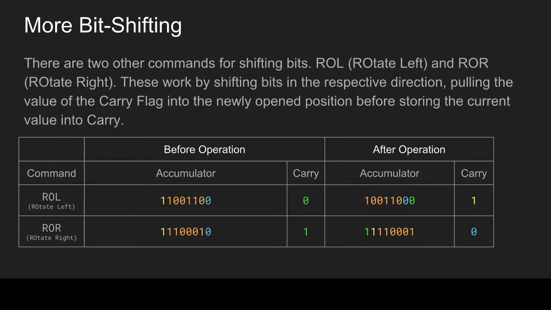There are 2 other commands for shifting bits: rotate left and rotate right. These work by shifting bits in the respective direction, pulling the value of the carry flag into the newly opened position before storing the current value into carry.